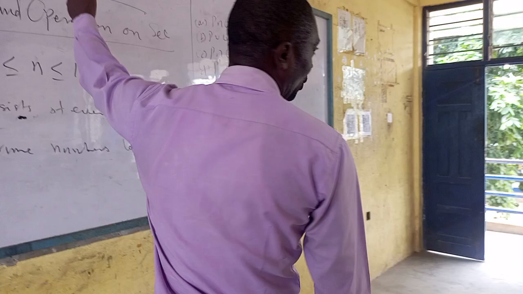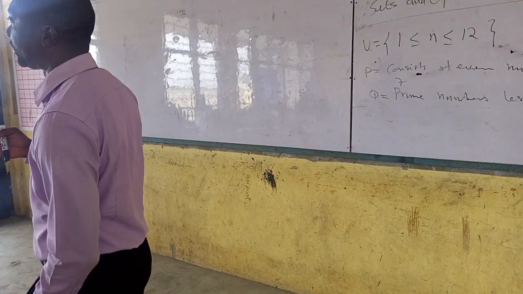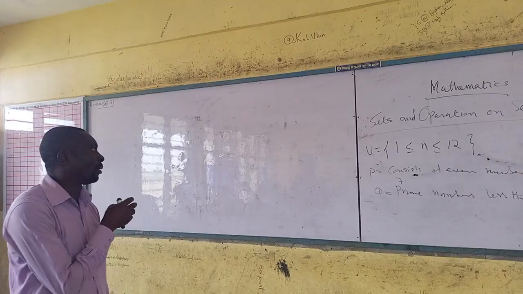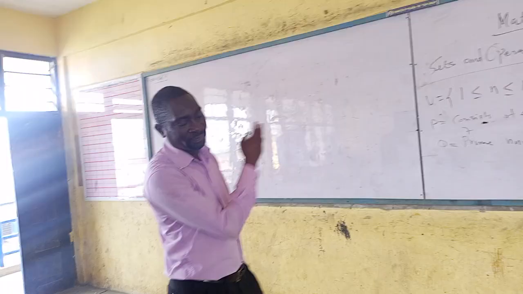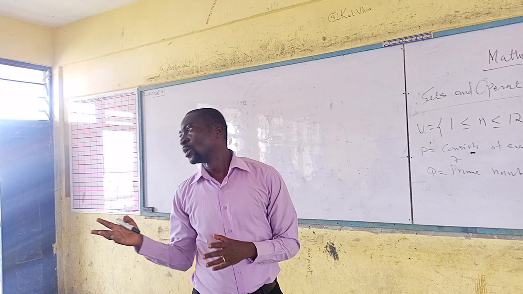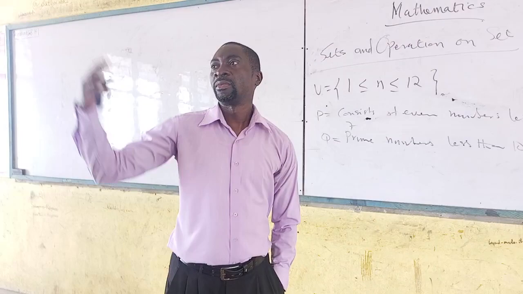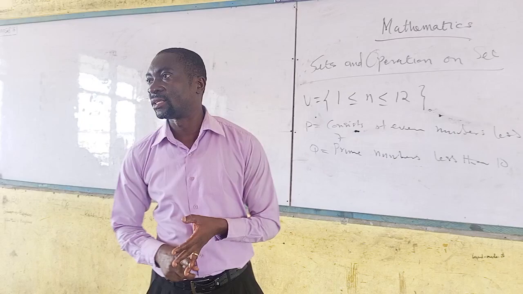So we have math. As we started the other time, we did sets and operations on sets. We learned the definition of a set and the various ways in which you can identify a set: by listing, by word description, and by set builder notation. We also learned about intersection of sets, union of sets, and complement of a set. Is that not it? Yes, sir.